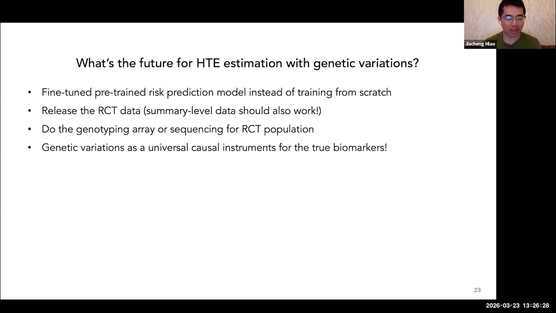I think the final thing is quite interesting. Although the biomarkers that explain the efficacy may not be the genetic variations themselves, we consider genetic variations a universal causal instrument for the true biomarkers you typically identify. For example, bone mineral density can actually be the causal biomarker, but people do not measure that in the clinical trial cohort. With genetics as an instrument, people can measure that retrospectively.